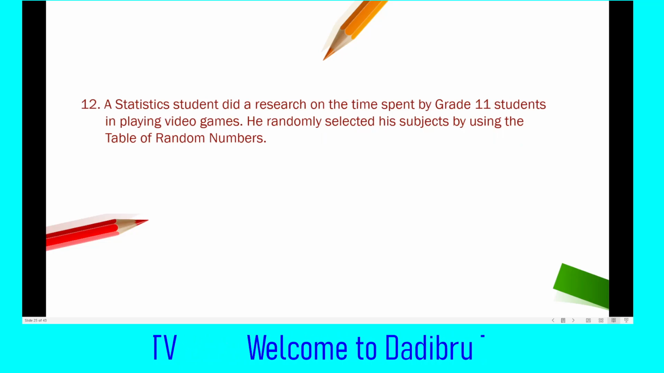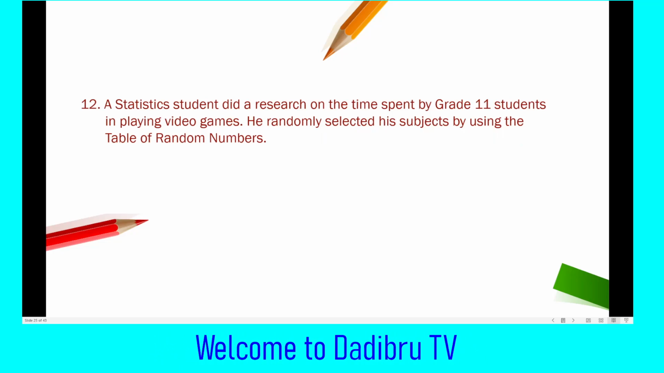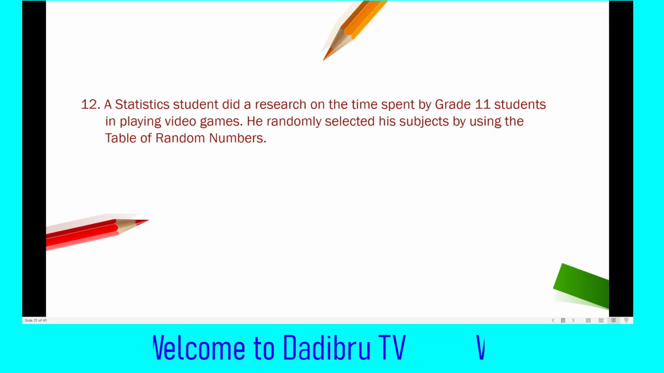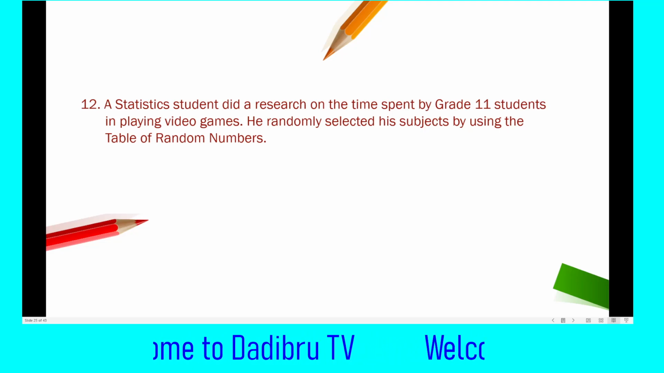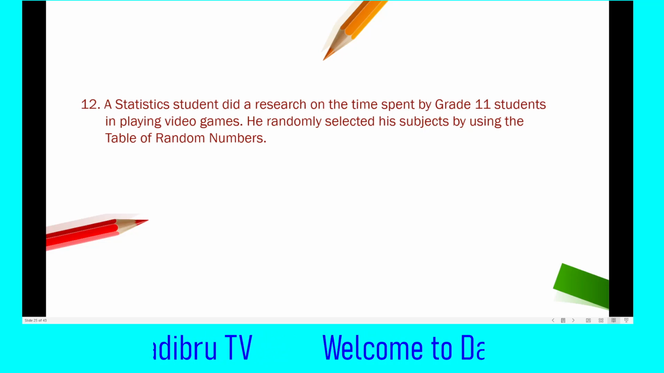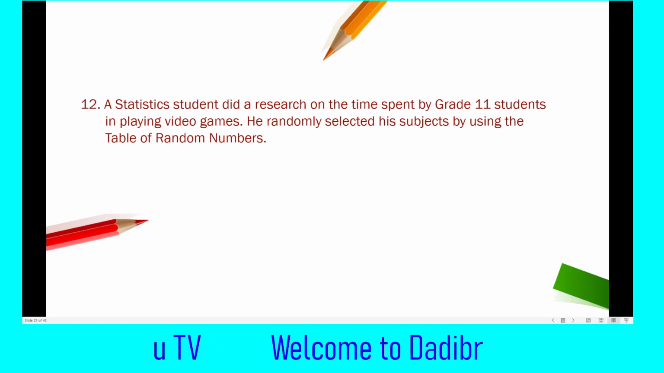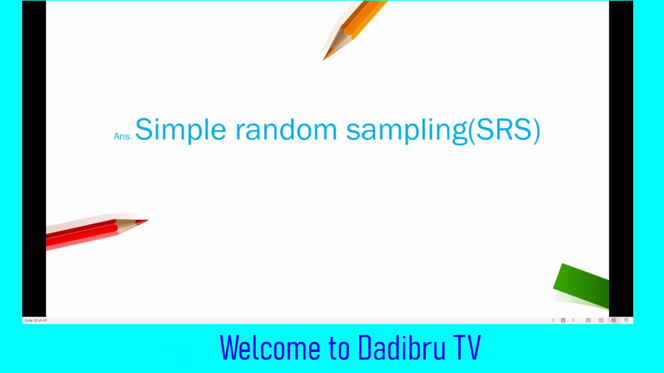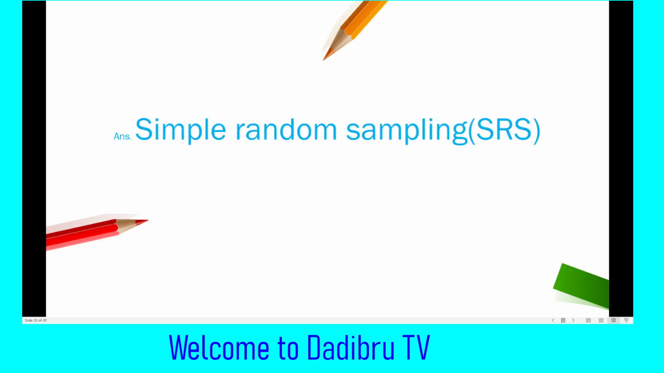Question number 12. A statistics student did a research on the time spent by grade 11 students in playing video games. He randomly selected his subjects by using the table of random numbers. Guess the answer. The answer is simple random sampling.